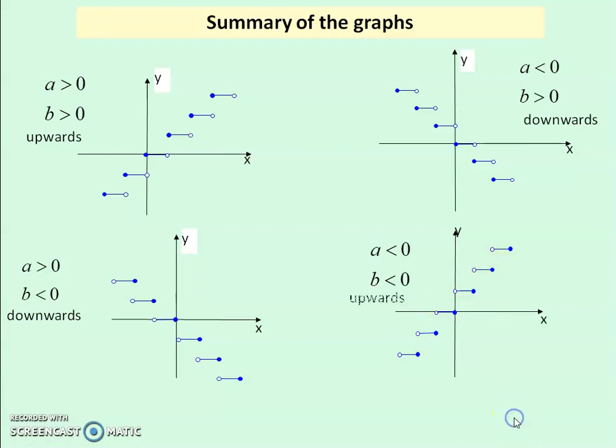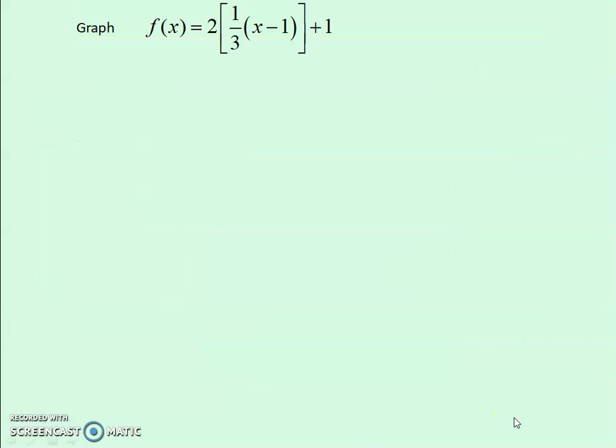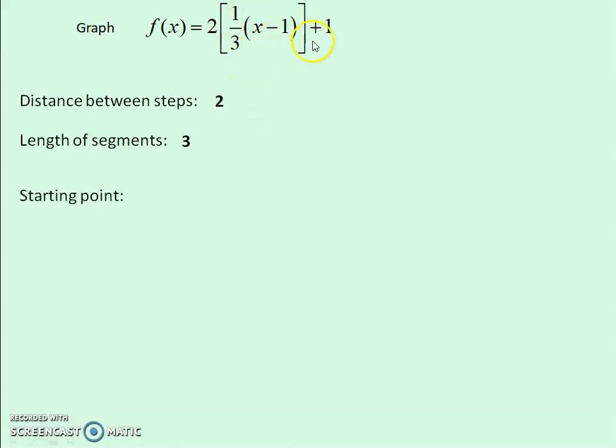And I'll show you quickly an example, just one, of how you would graph something like this. So I would go through these parameter by parameter to figure out some important stuff. The distance between steps, meaning the vertical distance between steps, is based on the A value. And in this case, the absolute value of 2 is just 2. That's my vertical distance. I also know that the length of the segment is going to be 1 over the absolute value of B. And in this case, that's 1 over 1/3, which is 3. My starting point is the H and K. In this case, it's 1 and 1.